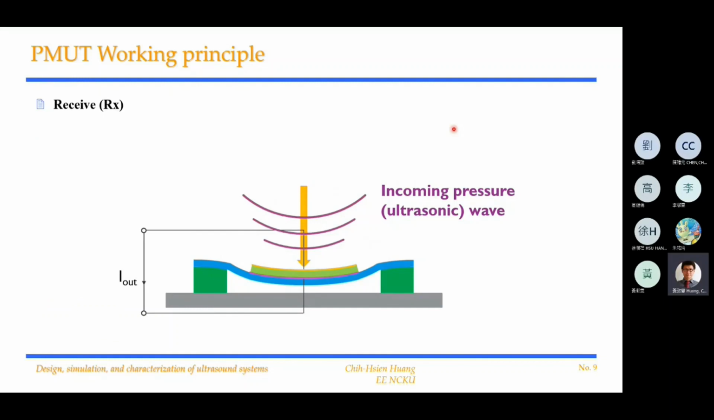And reversely, we can also use a PMUT to receive ultrasound signals. When there are incoming pressure waves into the PMUT, it vibrates the supporting layer, and the supporting layer will also deform the piezoelectric layer. When we apply stress on the piezo material, charges are generated and converted to current or voltage. So this is the receiving mode of a PMUT.